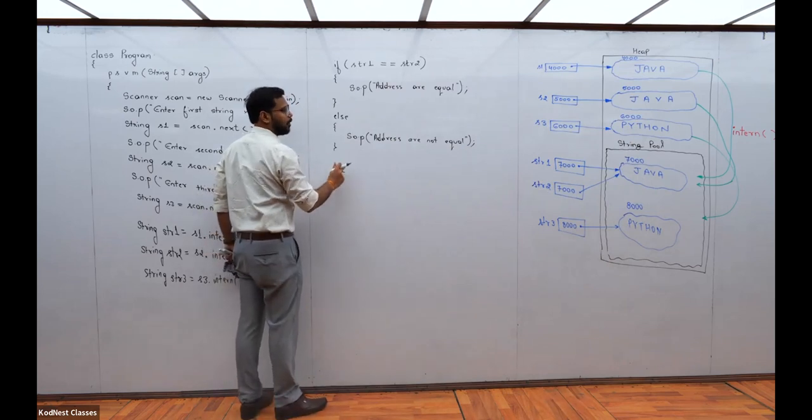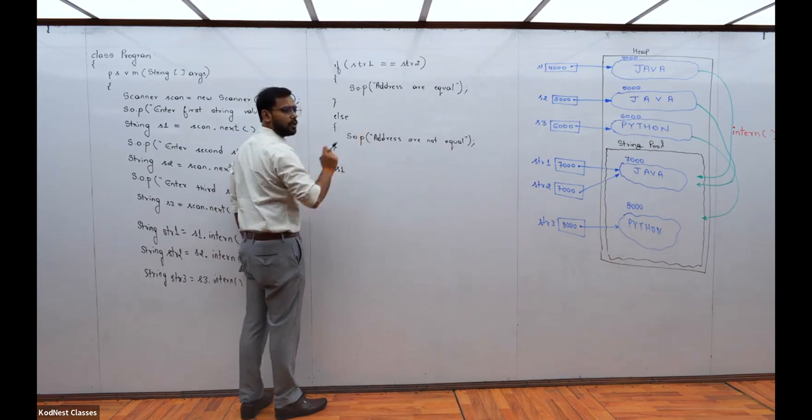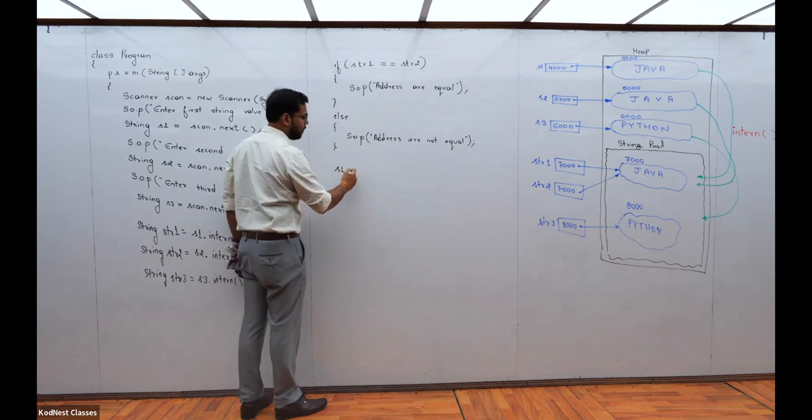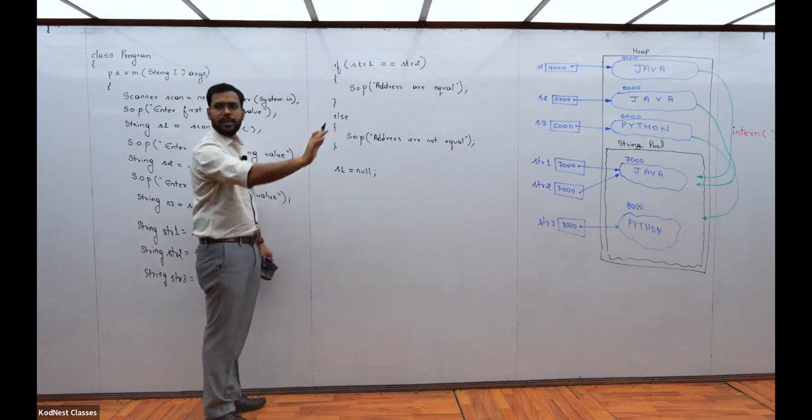S1 is pointing towards what? The 4000 address object. Now I will tell S1 you should be pointing towards null. So S1 will be deleted, that Java object will be deleted.